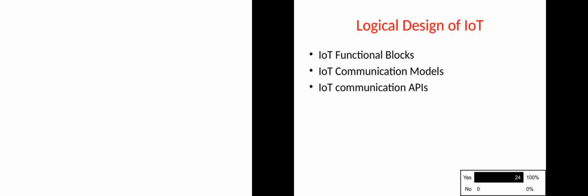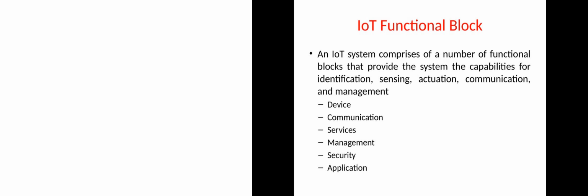IoT functional blocks, IoT communication models, and IoT communication APIs. First, let us see what are the functional blocks. What does an IoT system do? It identifies, senses, actuates, communicates, and does management.